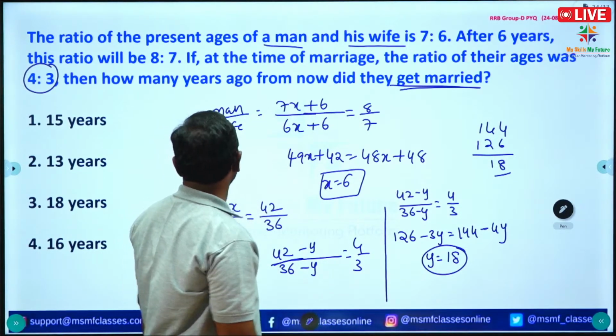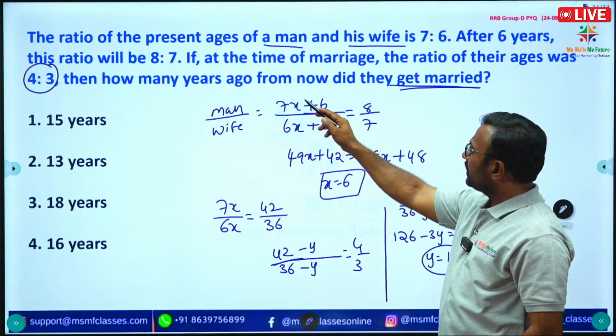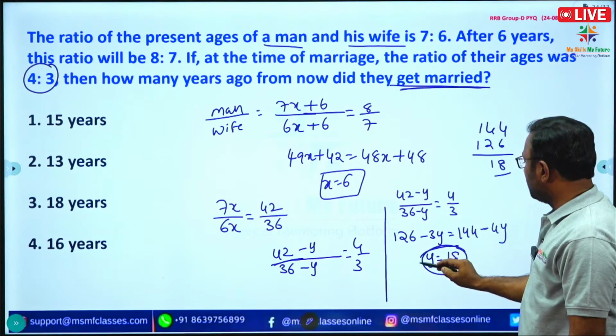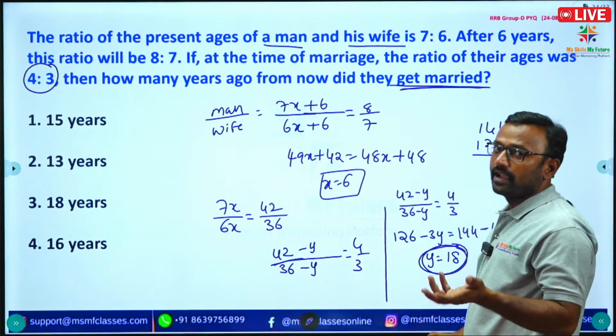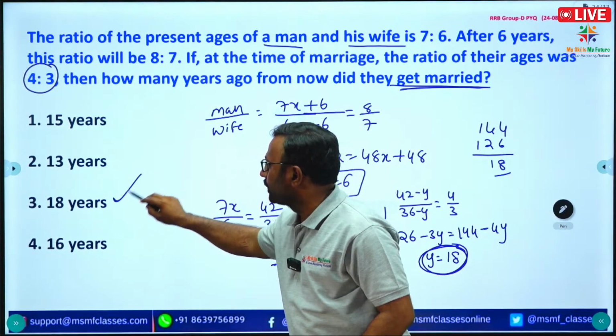So what is our question? How many years ago from now did they get married? So 18 years ago they got married. Okay, so our answer is option 3.